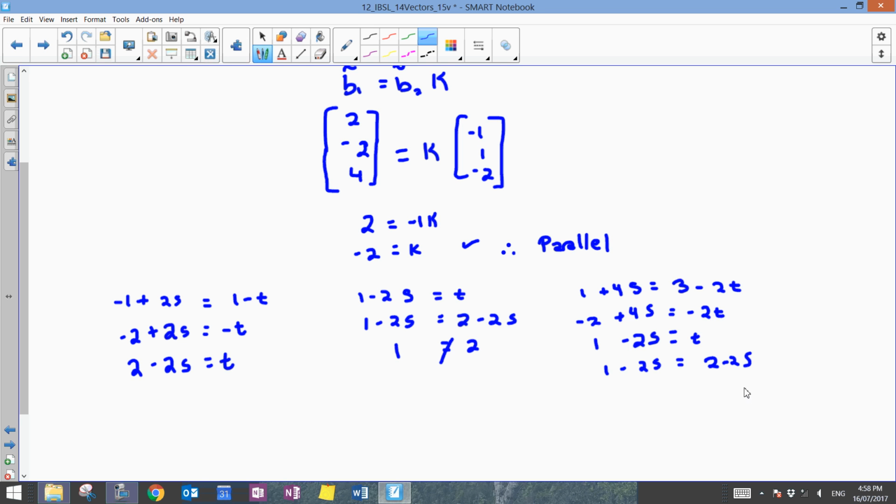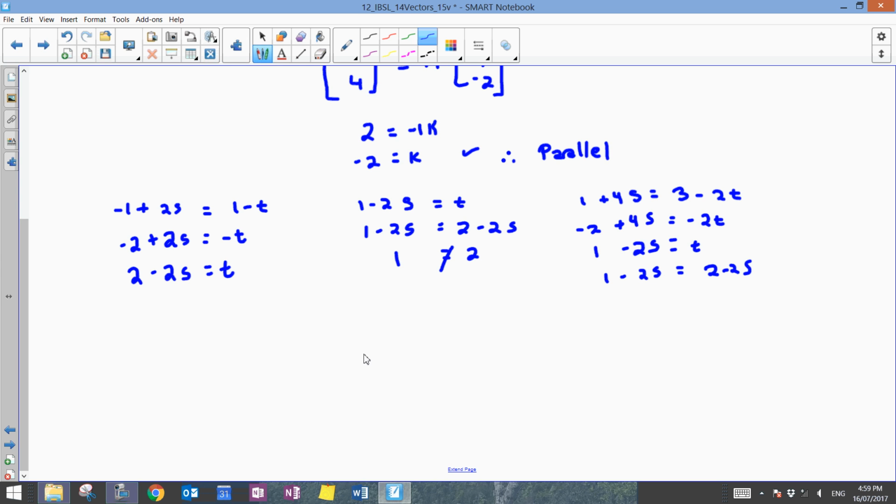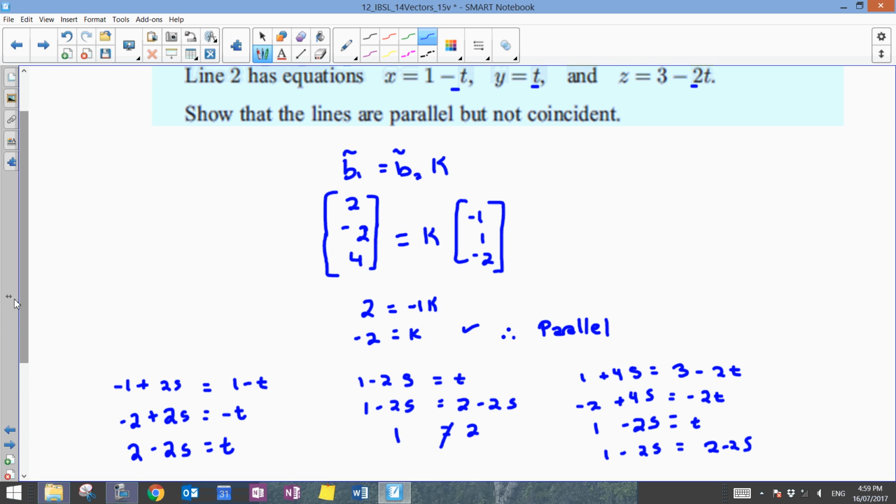All right, so what winds up happening here is that you cannot find an s and a t that will actually work. So there is no intersection. Therefore, if there is no intersection, then they are not coincident. And therefore we have satisfied this question. We have shown that they are not coincident and they are parallel.